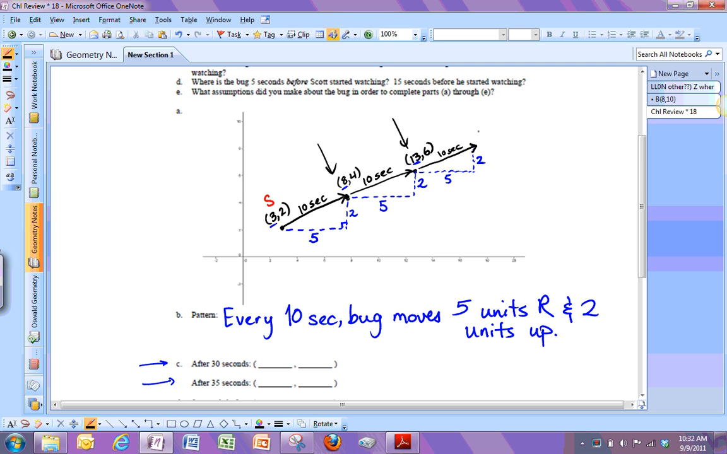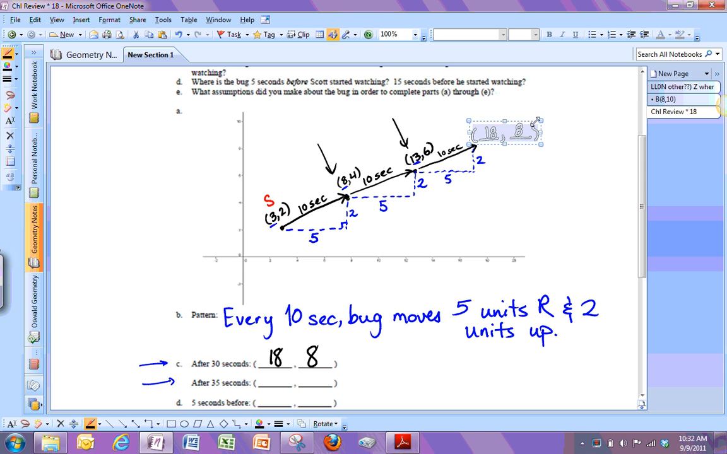And so, where's this point going to be? If you think about it, I was at (13, 6). So if I go 5 units to the right, I'm going to end up at 18. And if I go up 2 units, the 6 is going to turn into an 8. So I'm at (18, 8). Hopefully that makes sense. Okay, so let me shrink this down just a little bit so that it's not in the way. Right there. Okay.